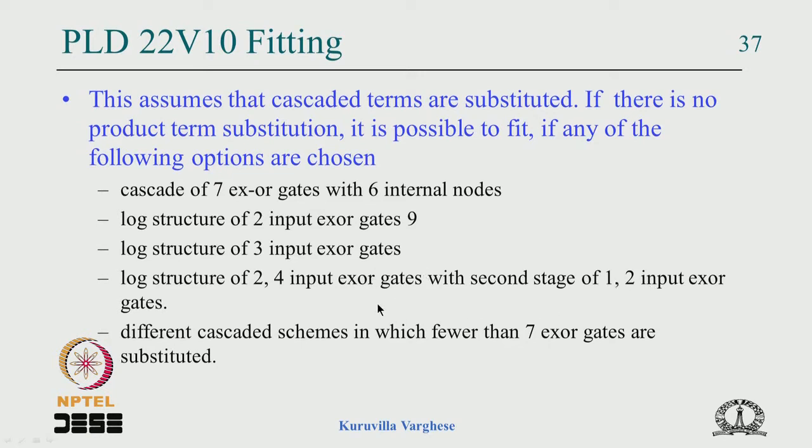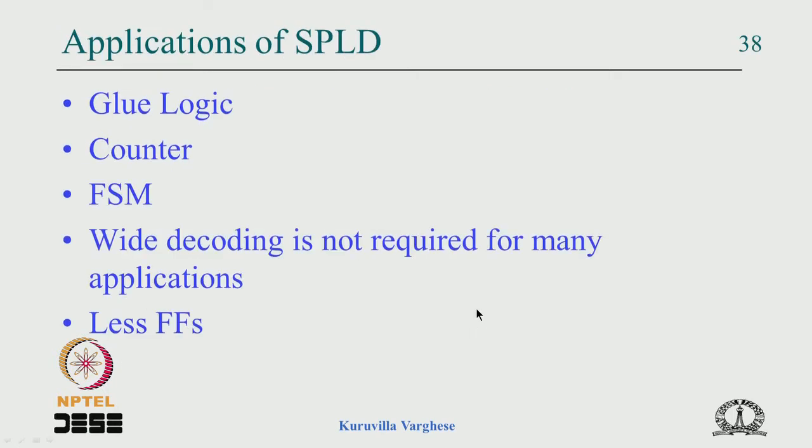So all these are possibilities, various others are possible. Maybe there are other cascading schemes you can apply, but these are low delay, sensible structures which can be easily implemented. But a default approach of expanding into product terms will not fit into the PLD 22V10. And the application of an SPLD we have seen, it's glue logic, random logic.